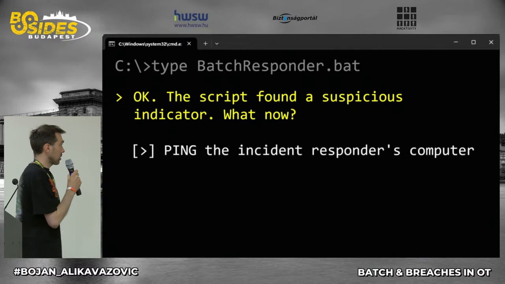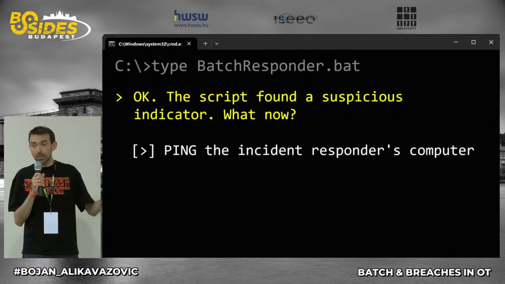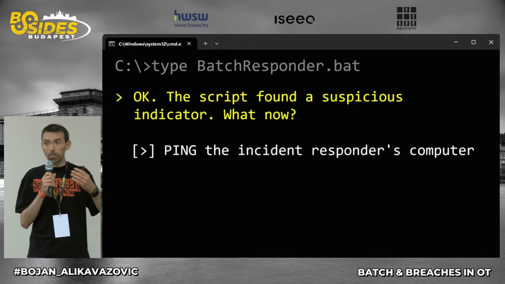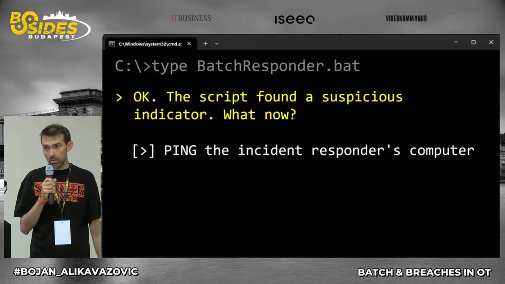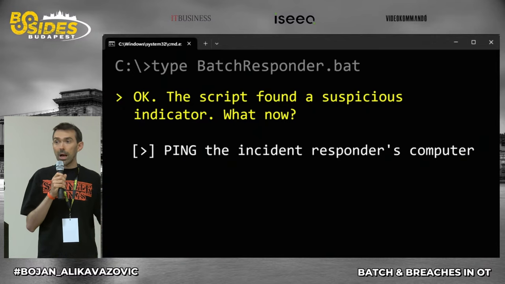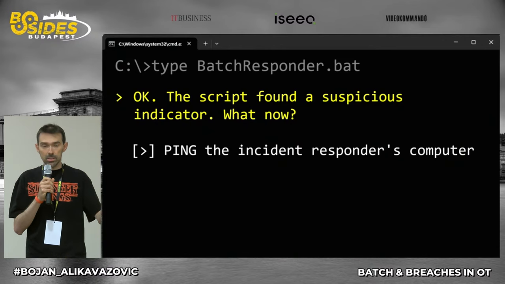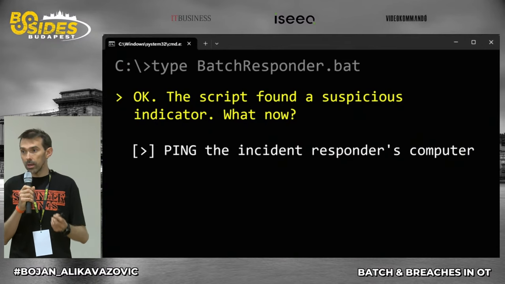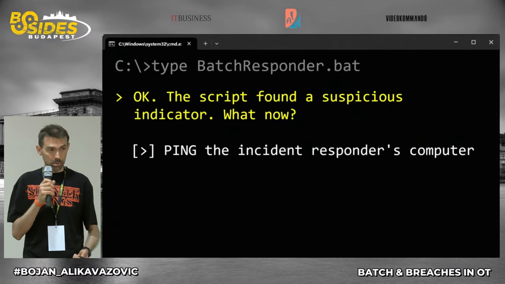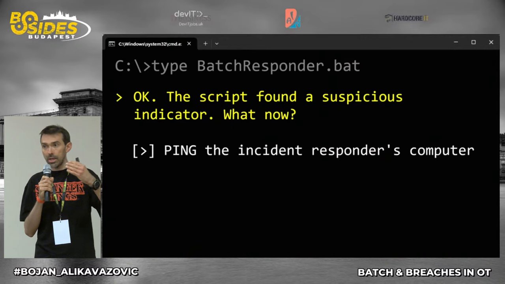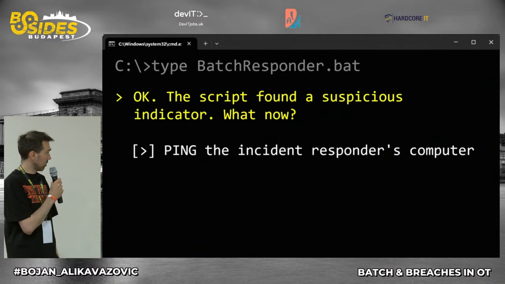Okay, the first option is, in case of finding the indicator, the infected machine will ping your computer, the incident responder's computer, inside of the network. Wonderful. But how do you differentiate all the pings from network scanners, etc.? You can play with the time to live indicator, and you can search for time to live lower than 30, for example. That's how you can differentiate infected pings from healthy pings inside of the network.